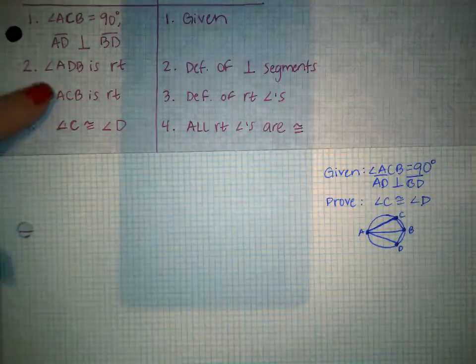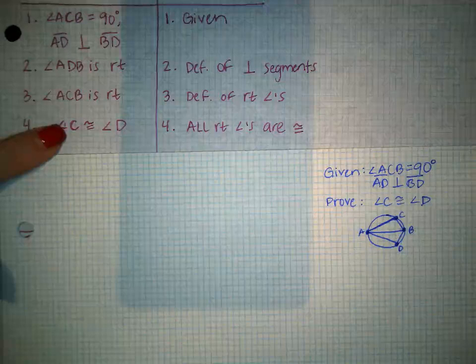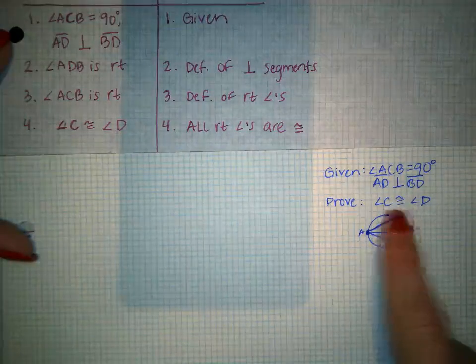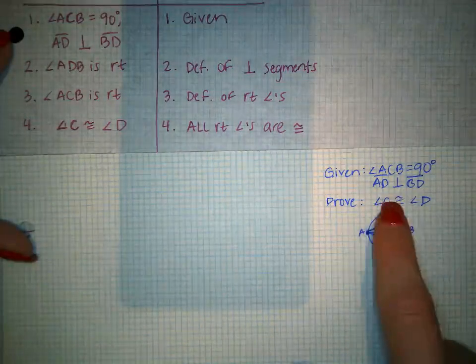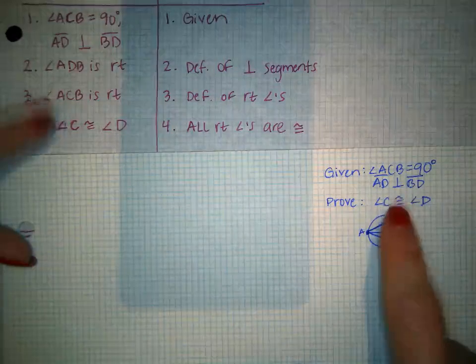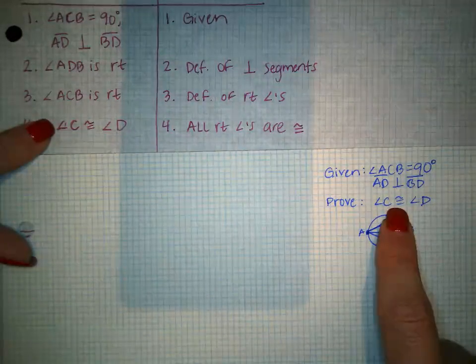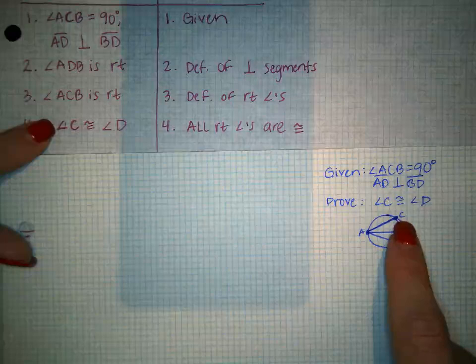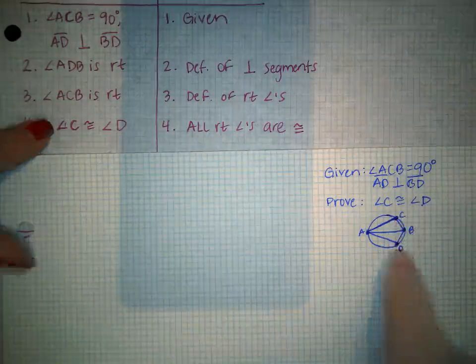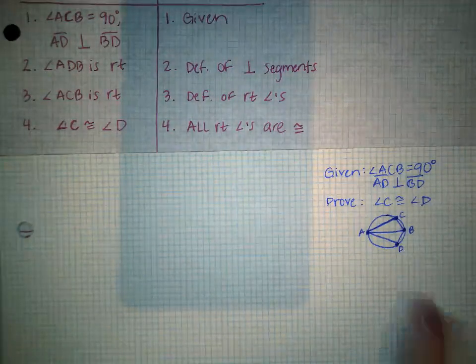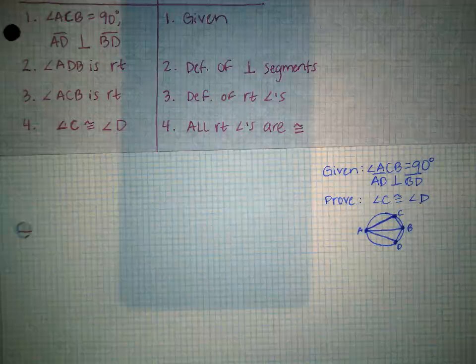Notice I went from using 3 letters to using 1 letter. That's because they used 1 letter specifically, and you always want your last statement to match what they're asking you to prove. So I'm okay with using just 1 letter since angle C can't be confused for another angle in this picture, and angle D can't be confused for another angle in this picture.